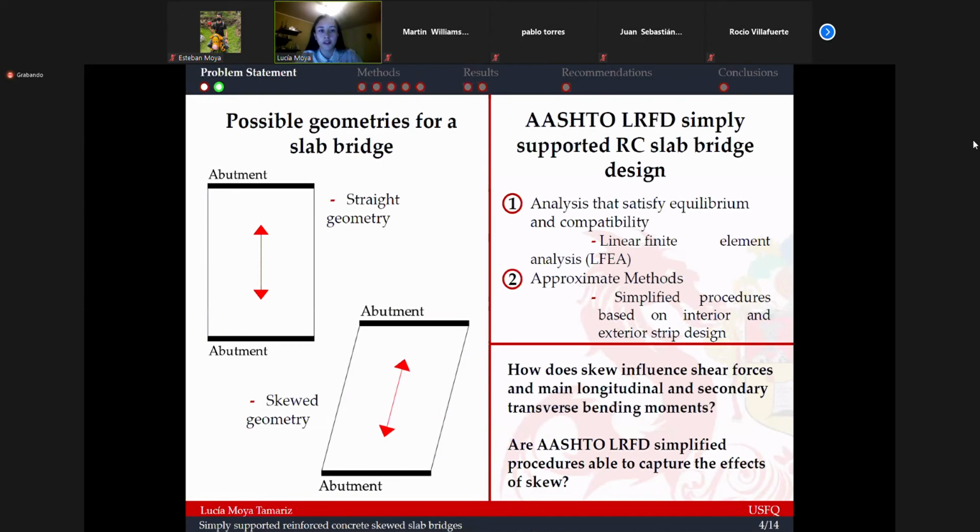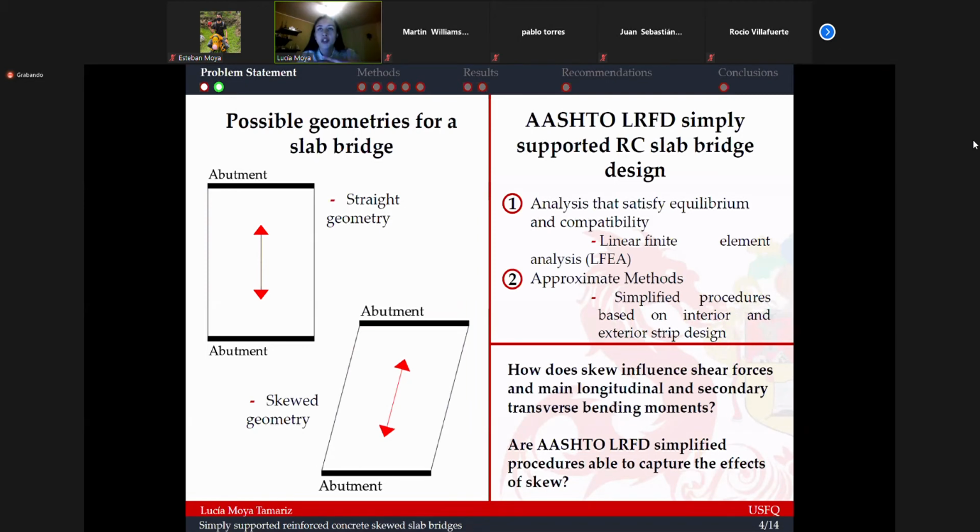There are two main configurations for a slab bridge. The first one is a straight geometry, where the abutment is perpendicular to the free edge. And the second one is a skewed geometry, where the abutment forms an acute angle with the free edge.